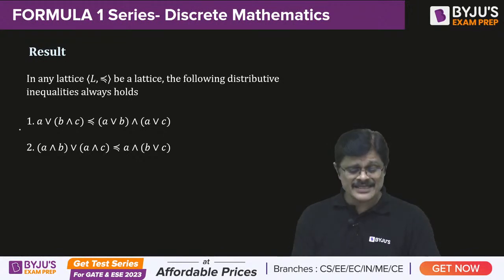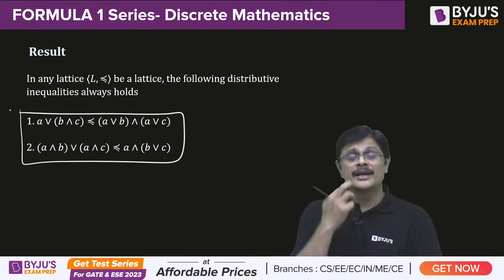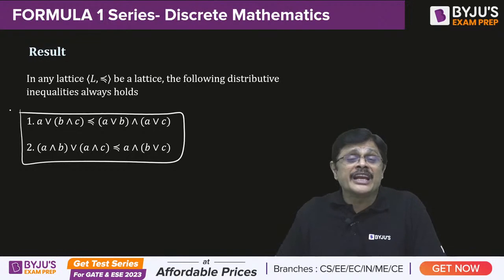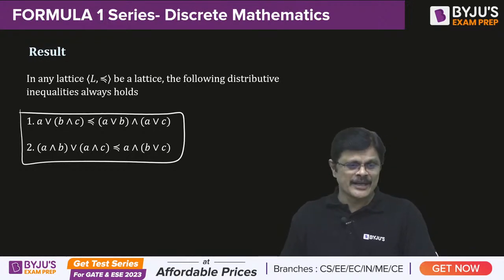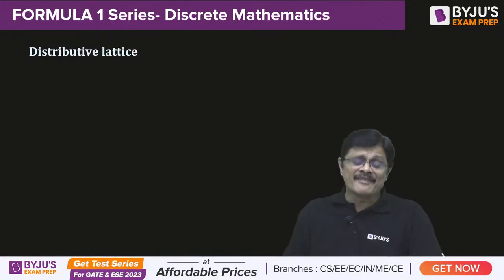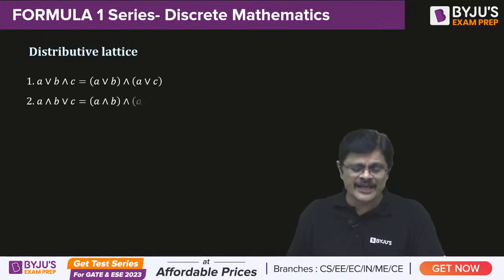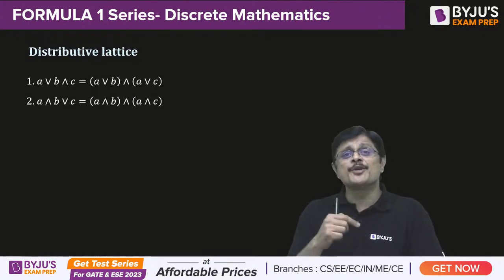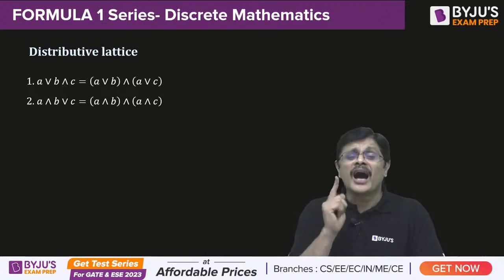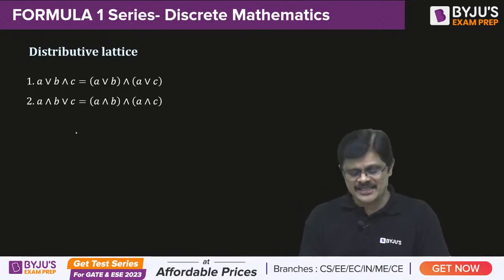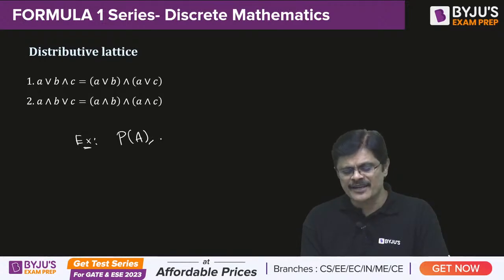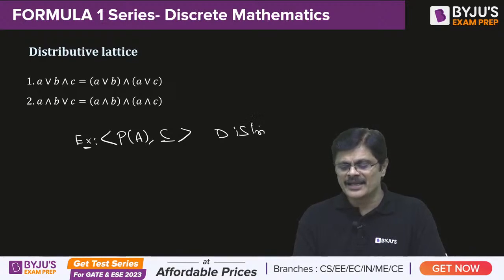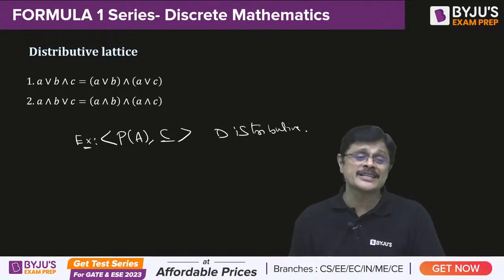So in a lattice, this was a GATE question long back: distributive inequalities are 100% satisfied. But there are some lattices in which distributive properties are satisfied. A lattice in which distributive properties hold good is called a distributive lattice. The famous example for a distributive lattice is the power set with subset relation. In this lattice, distributive properties 100% hold good.